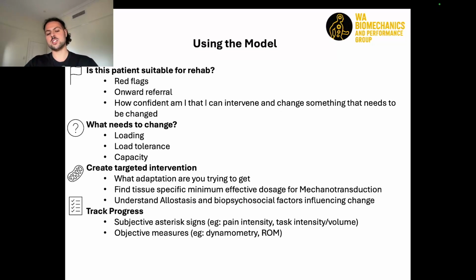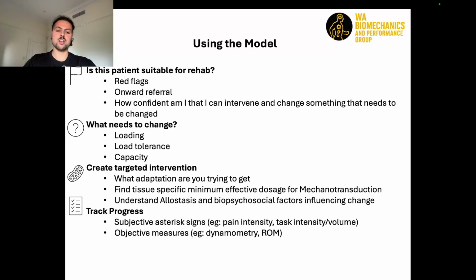And then the last thing we want to do is track progress. We can do that with subjective asterisk signs, obviously. So you can get, for example, pain intensity, task intensity, load profiles. But then we also want to track objective measures. We want to see if our intervention is having the effect we're trying to achieve. So if, like I said before, we think this is a capacity issue, we want to make sure that this person's capacity is increasing.